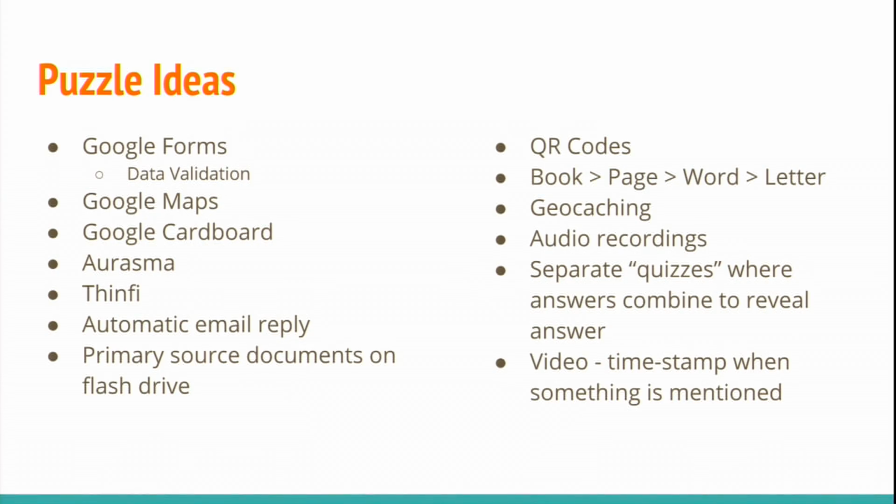Separate quizzes where answers combine to reveal the answer. I did this. They found a clue. It said you must split into groups of 2 and answer this quiz. They answered a 4-question quiz, but instead of multiple choice A, B, C, D, it was 1, 2, 3, 4, and then they added up their answers. So group 1, if their answers were 1, 3, and 5, that would be 9, and then group 2, and then they would order those for their combination.